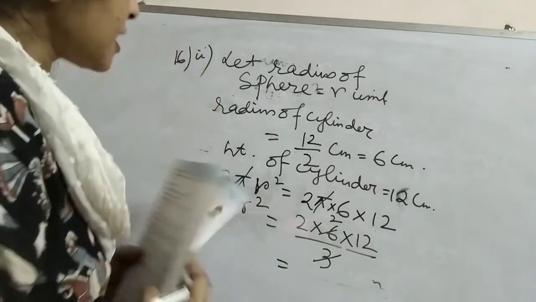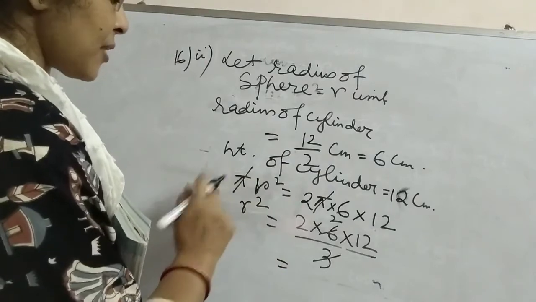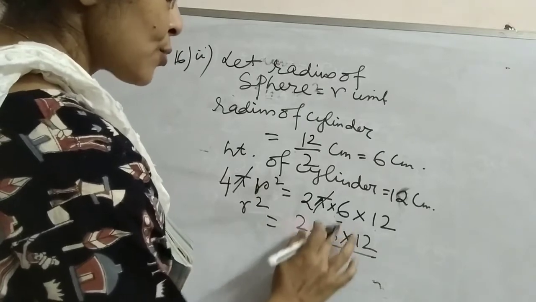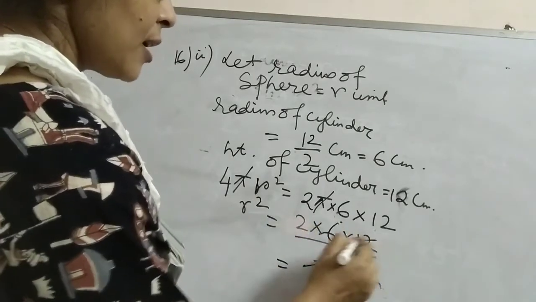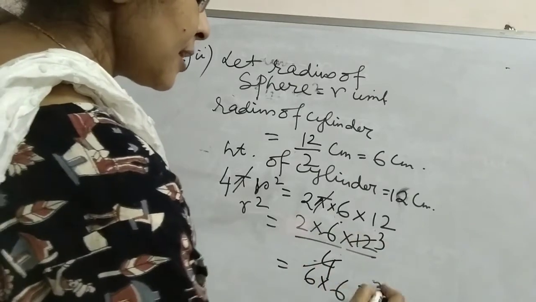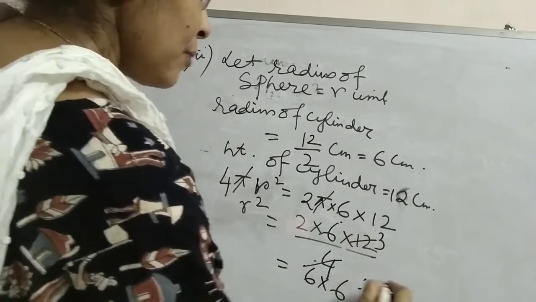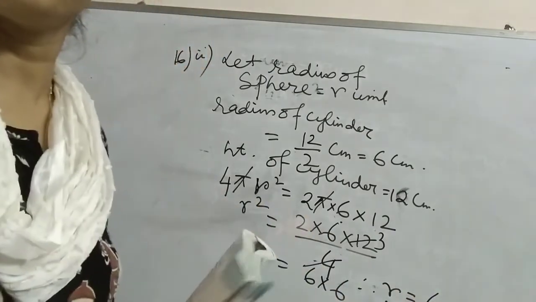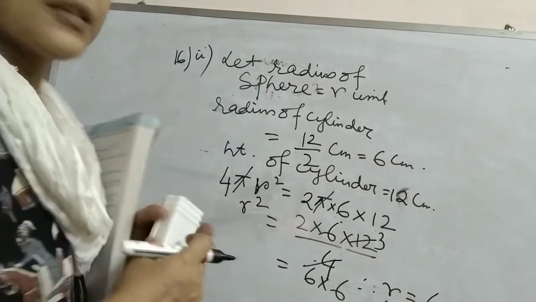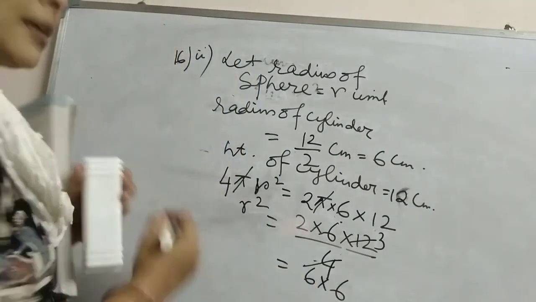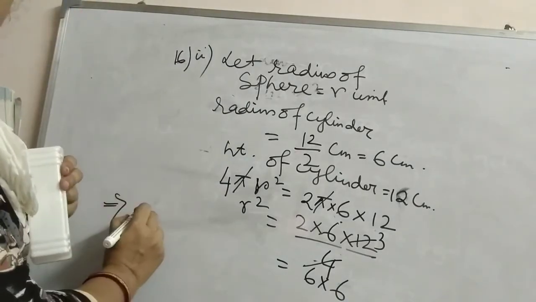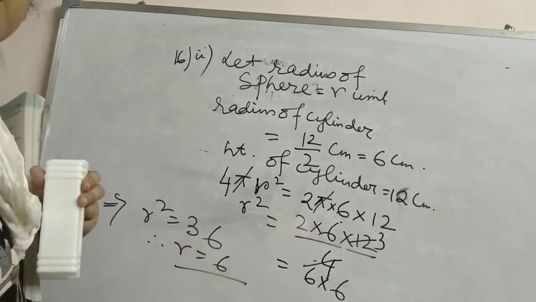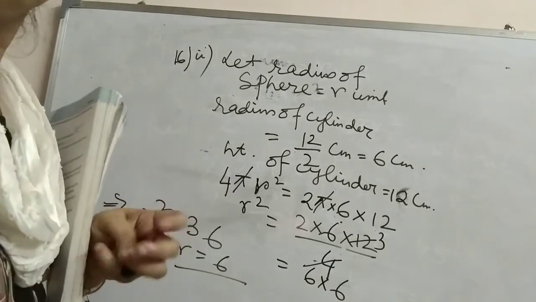Curved surface area of the solid sphere, sorry, this is the solid sphere, that is equal to 4. So 6 does not cancel out. 4, 4. This is 6 into 6. Therefore r square equal to 36. Therefore r equal to 6. Here r square equal to 36, we get r equal to 6 unit. Okay.